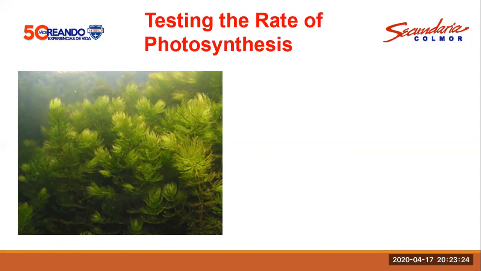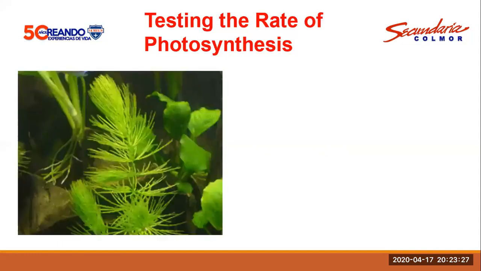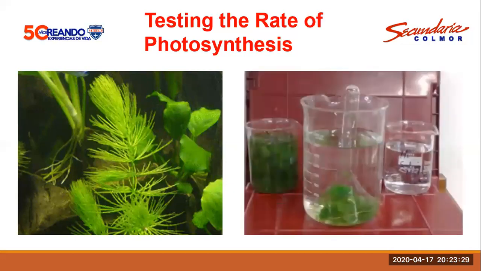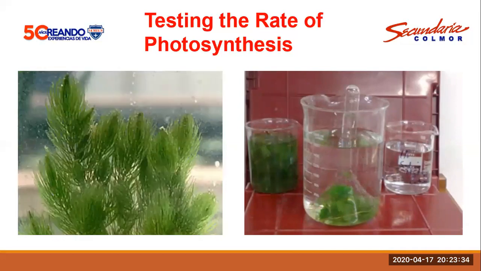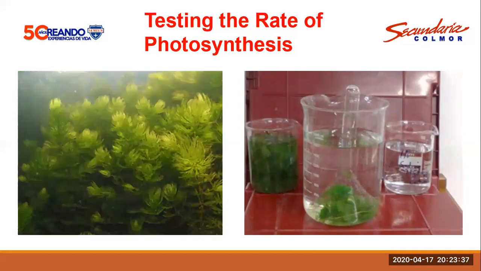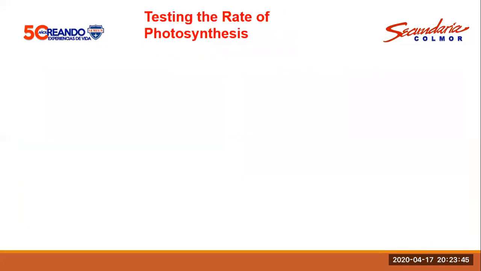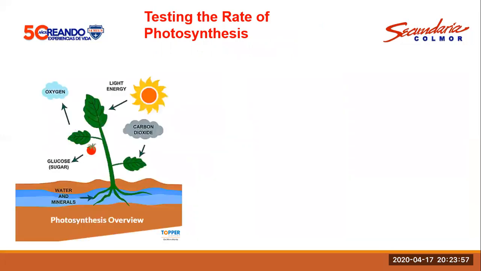The other image shows a plant in a laboratory setting, so it's ready to be studied and analyzed, to see exactly how photosynthesis takes place and also how the rate is affected. I was telling you about the diagram that you already know, but it's a good idea to take a second look and review, so we remember how exactly photosynthesis takes place.